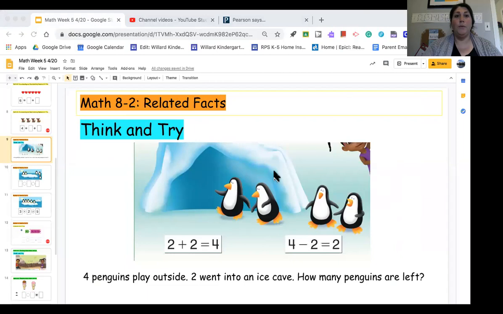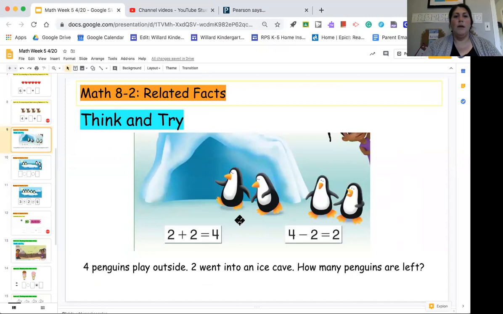Okay, so you may notice how there's penguins here, and then there's these two equations right down below. Now, if I look at this picture and I look at these equations, I see a lot of things in common. You may notice how the numbers in these equations are the same. There's an addition one, a subtraction one. We have to try to figure out which one of these equations matches the story I'm about to tell you about this picture. So listen carefully.